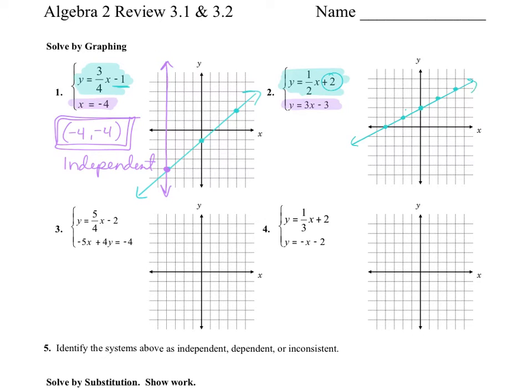And then our second line, we have 3x minus 3. So down 3 for our y-intercept, that's this guy. And then we're going to go up 3 to the right 1, up 3 to the right 1, and look what happens. We land right on another point from our other line. So our graph is going to look like this, and this is going to be our solution. So that is the point 2, 3. And again, this is independent. It's just intersecting in one place. Okay, so that would be considered independent.